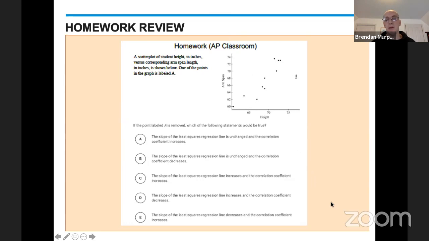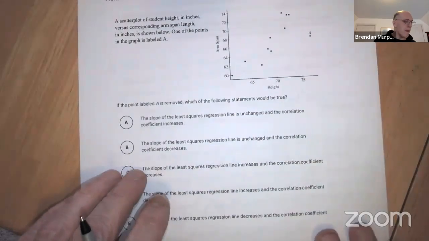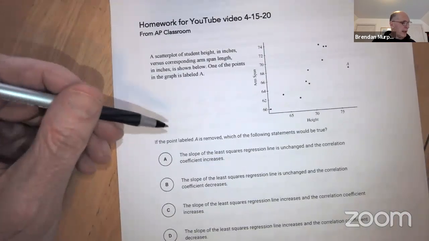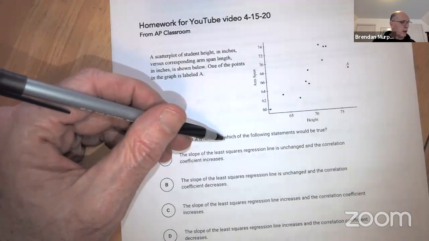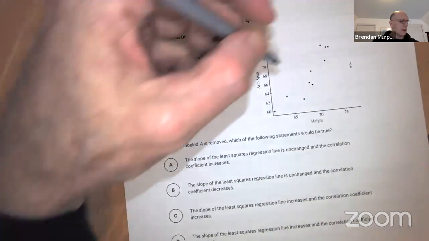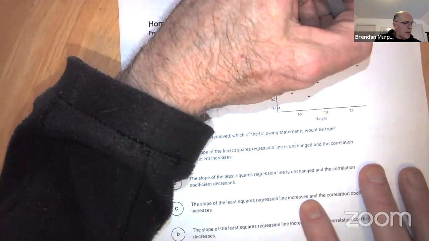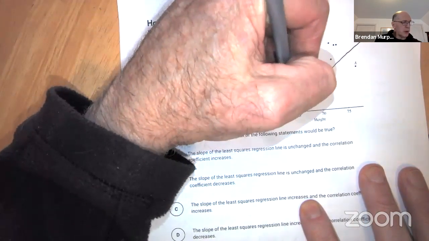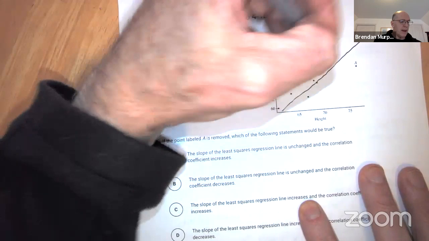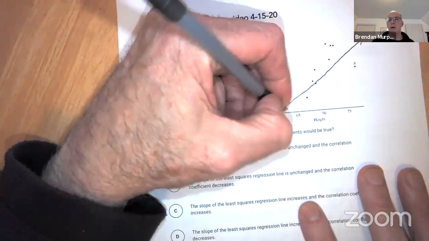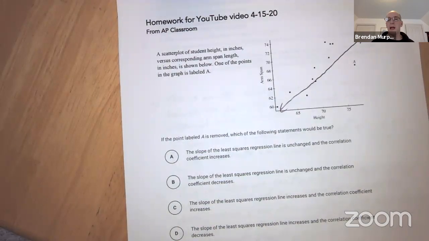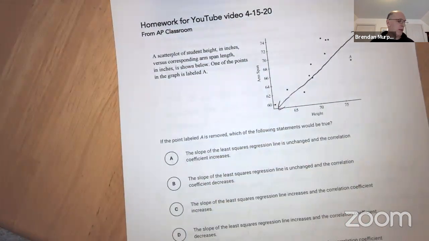So I'm just going to go to my problem here. If the point labeled A is removed, which of the following statements would be true? So let's keep A in for now. I'm just going to eyeball the least squares regression line. The calculator would do a better job, but I'm just trying to eyeball what I think the least squares regression line would look like. And typically we want about half the points above and about half below. So again, a really bad eyeball.